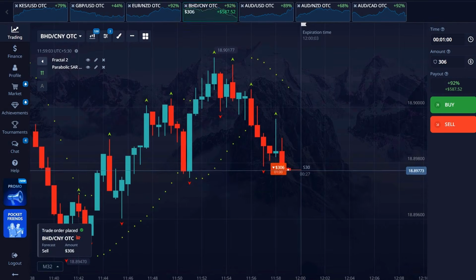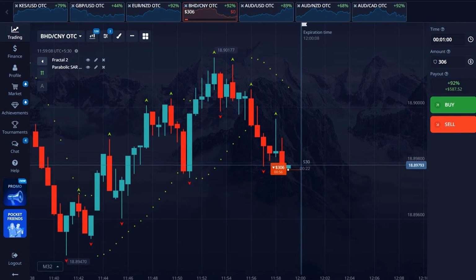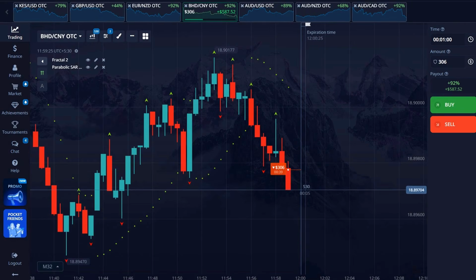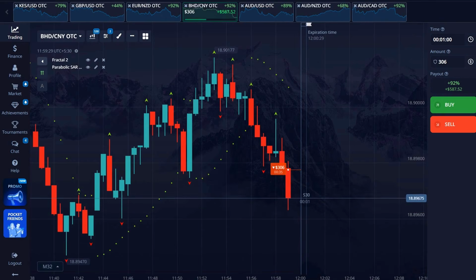That's the complete setup for our Parabolic SAR plus Fractals breakout strategy. It's simple, visual, and easy for anyone to follow. Always practice first on a demo account, stay patient, and trade responsibly.